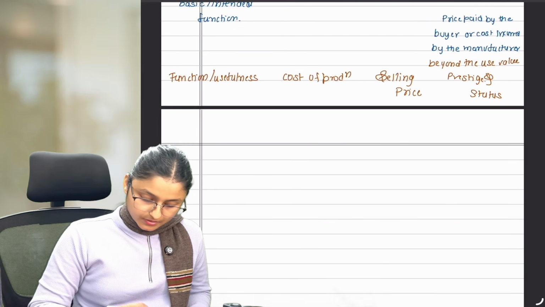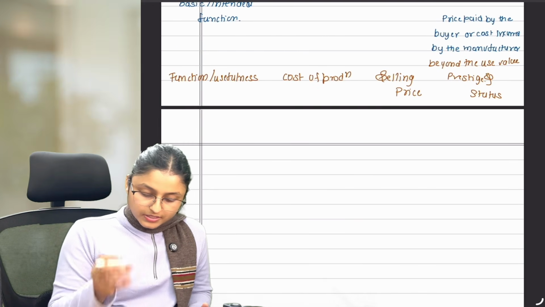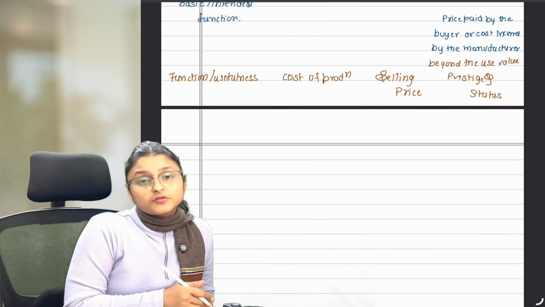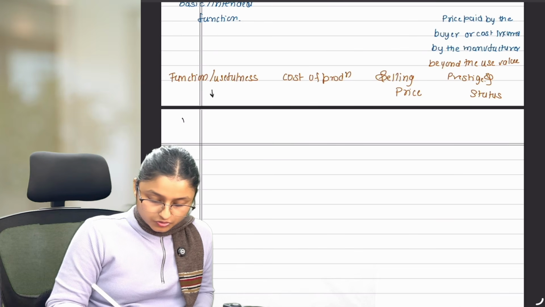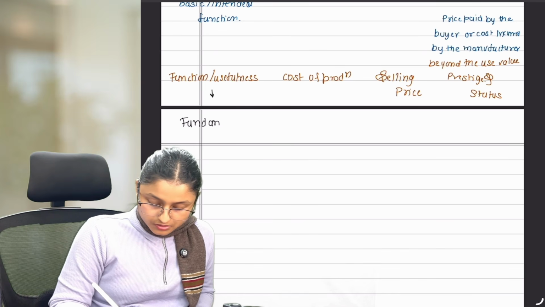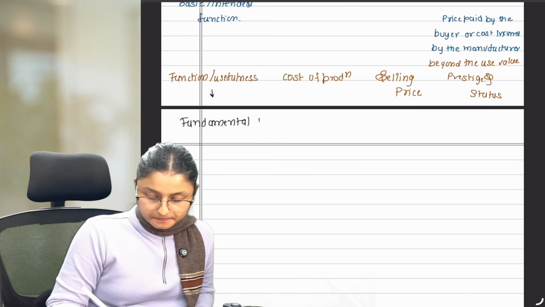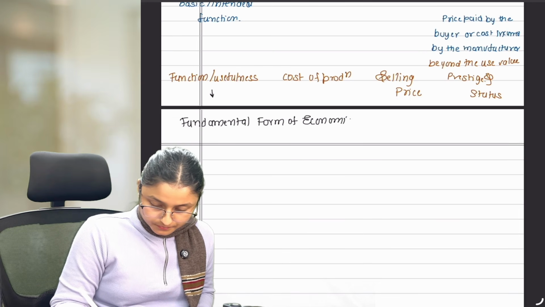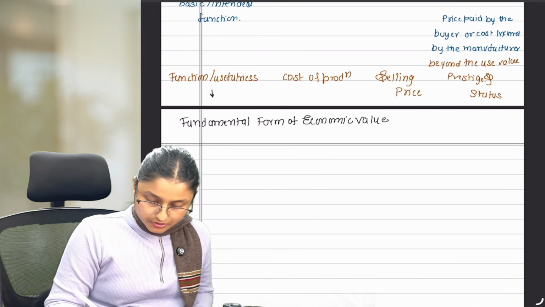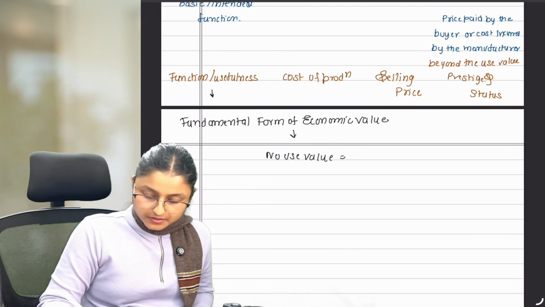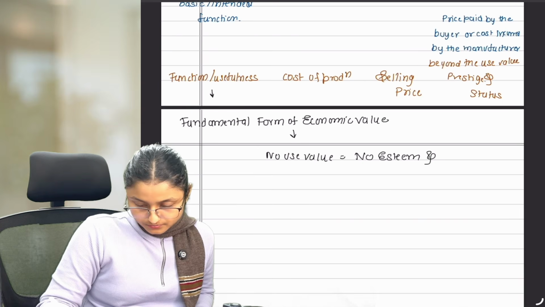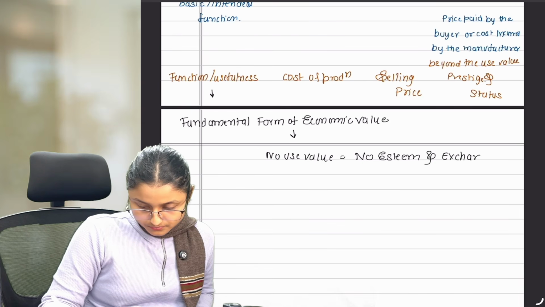Now, which one is known as the fundamental form of economic value? Use value. So use value is the fundamental form of economic value. So if there is no use value, then there will be no esteem and exchange value. Right?